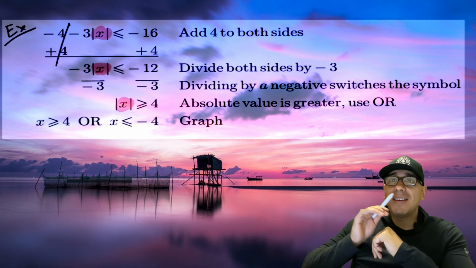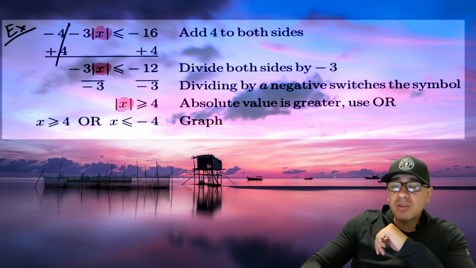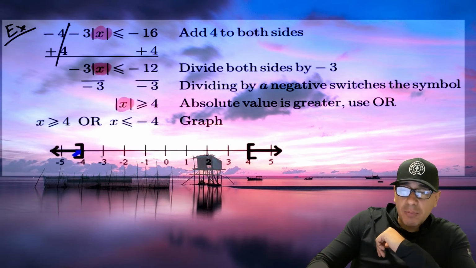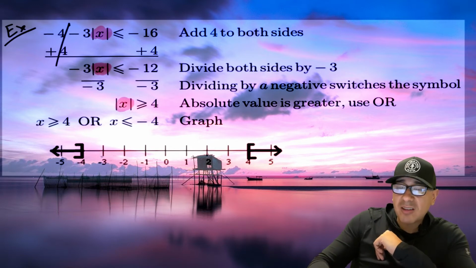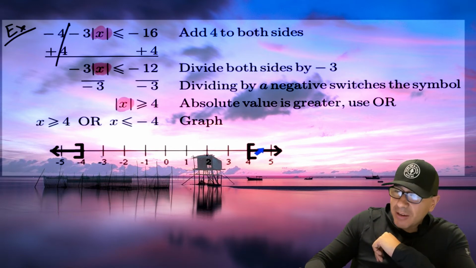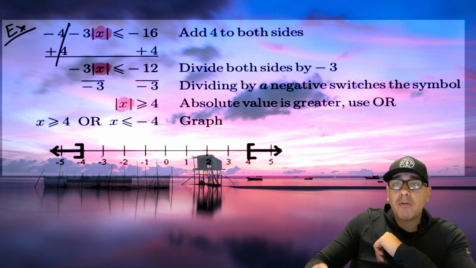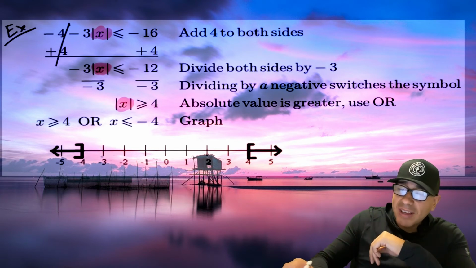Why is that? Again, we're trying to find all the numbers that have a distance from 0 that is greater than 4. So any number that you pick over here is going to have a distance from 0 that's greater than 4 units. And any number that you pick over here, when you look at the distance from 0, is also going to be greater than 4. So this is how we get our graph.